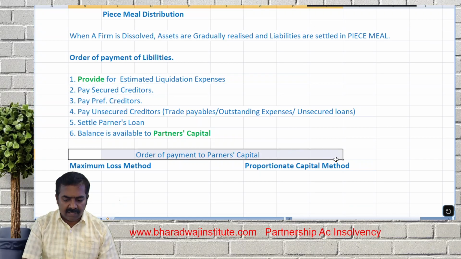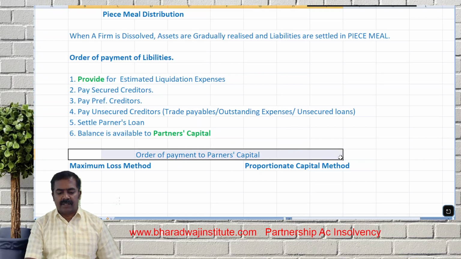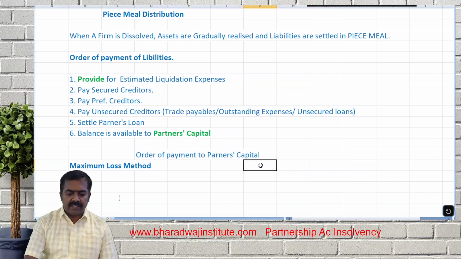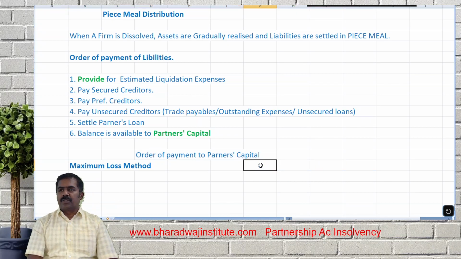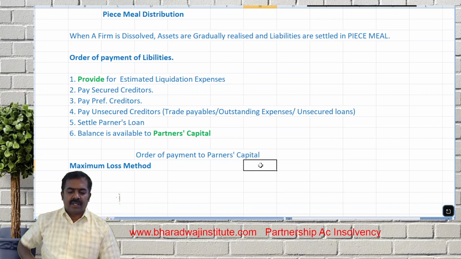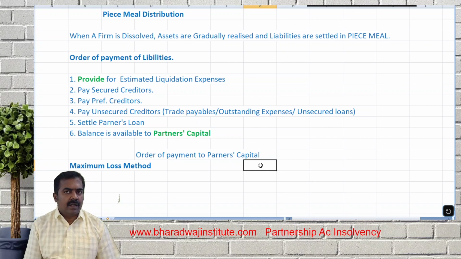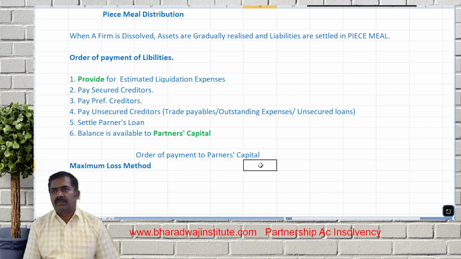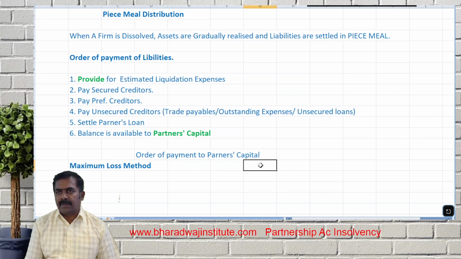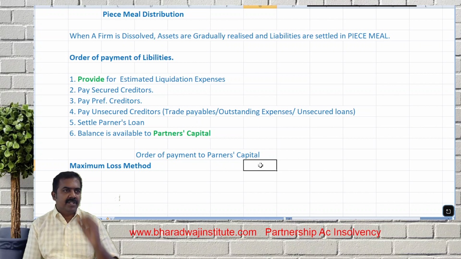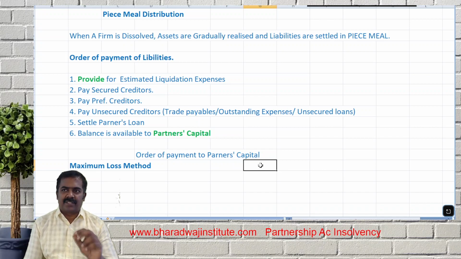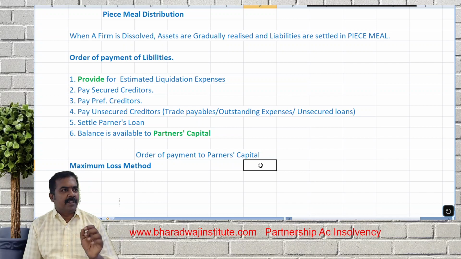Now, at the beginning, order of payment to partners' capital. Let us learn the maximum loss method now and go to the proportionate capital method later. What is the first method? Maximum loss method. If I teach you theory, then you will all sleep in the first step itself. Let me take up a problem and demonstrate so that it will be better.